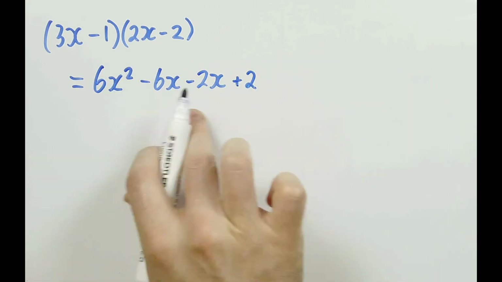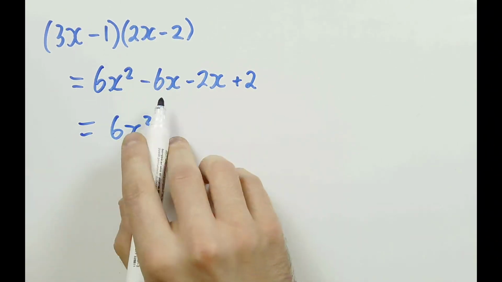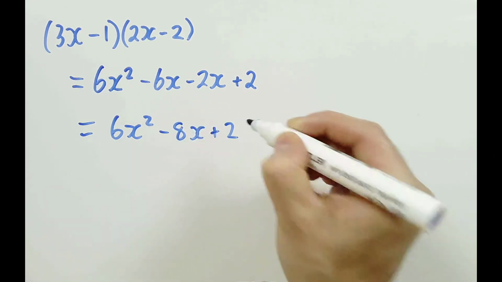And collecting like terms, 6x squared minus 6x minus 2x is minus 8x, and plus 2. And this is our answer.